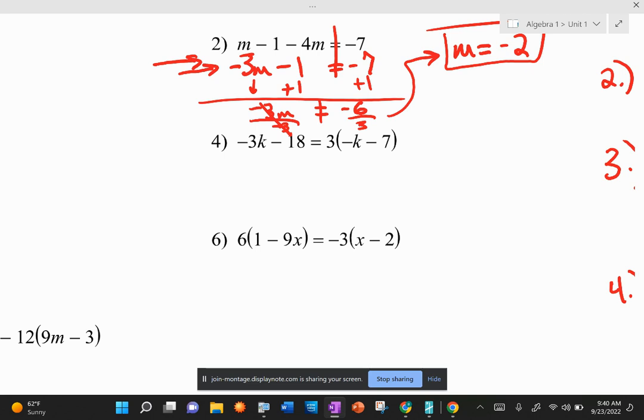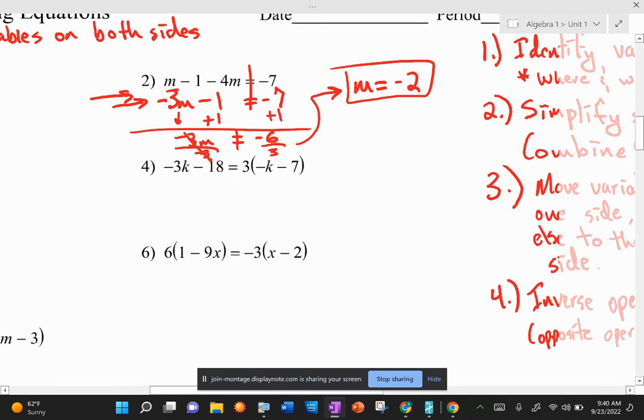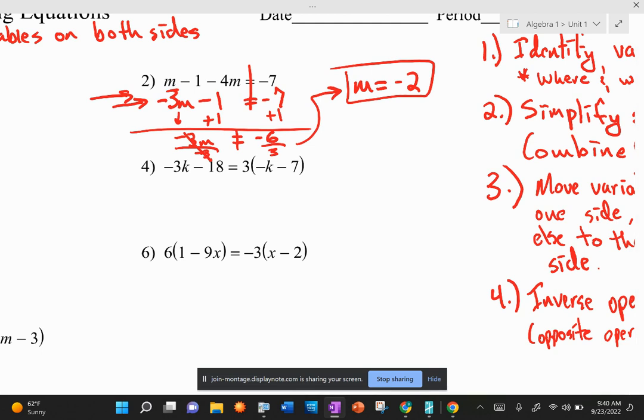Okay, so step 1. You need to identify the variable. And where is it? Focus up, guys. Focus up. Yeah, both sides. And what is the variable?